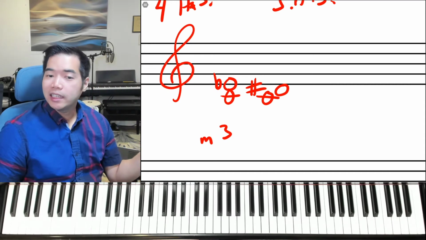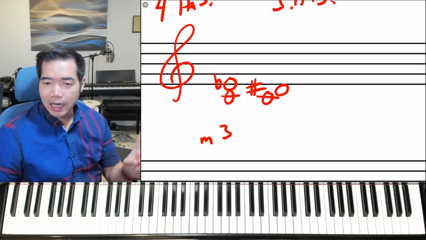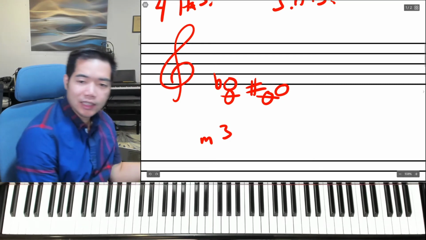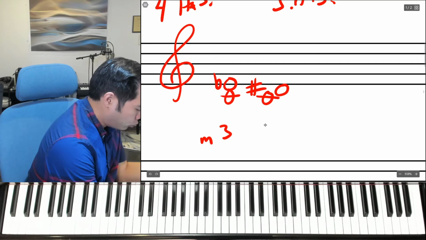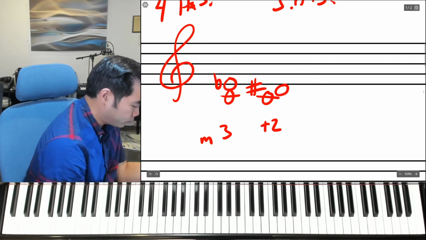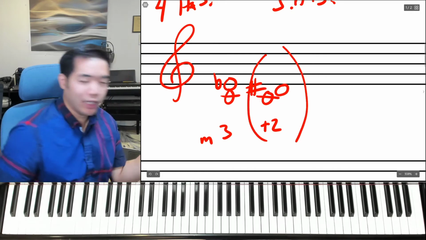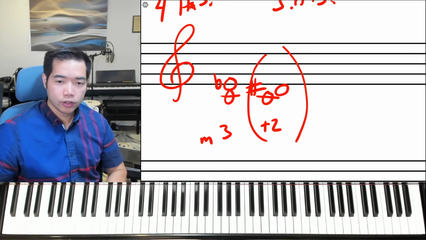If I wrote C and D sharp, even though they sound the same, it's not a third because C to D is a second. So in this case, this would be an augmented second. Okay? So we don't want to notate seconds for minor thirds.